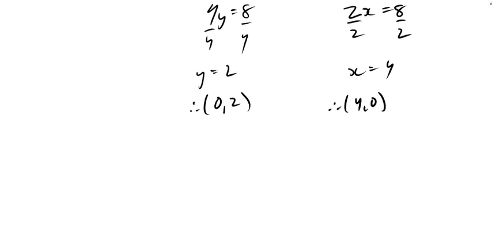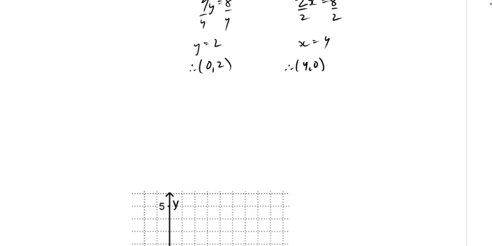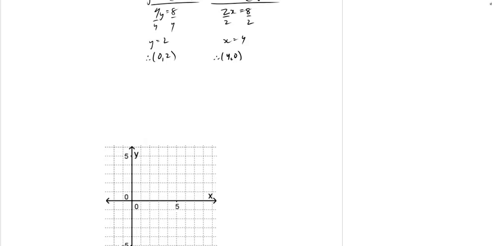What can I do with these 2 points? We talked about this before. I can graph them. So 0, 2: up 2. 4 to the right, and 0 up or down. Right? Y is 0. I'm not going up. I'm not going down. I'm right on the line. Again, we're finding intercepts. So every time you should have 2 points. One's on the y-axis. One's on the x-axis. That was the whole point of what we were trying to do.